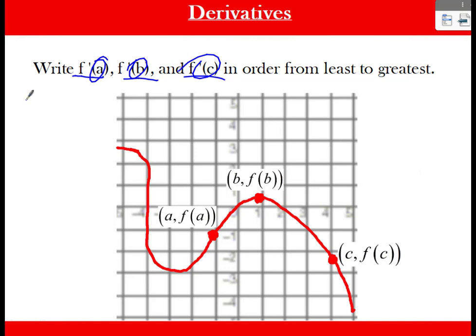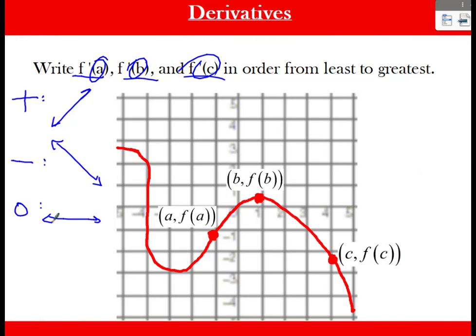And if we have a positive slope tangent line, it's going to look like this. It's going to be increasing from left to right. Negative slope tangent line is going to be decreasing from left to right. And a tangent line with a 0 slope is going to be a horizontal line.